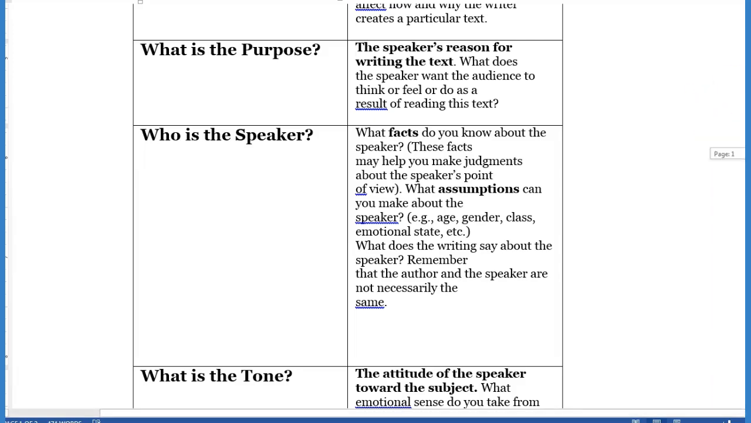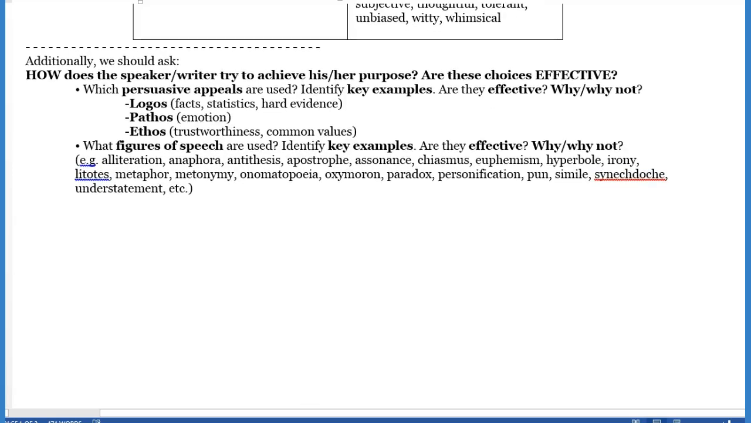Another key thing to remember is you need to additionally think about how the speaker or writer tries to achieve their purpose with their persuasive appeals. Are they effective? Why are they effective? Why are they not effective? That's a key element in terms of the success of their article.